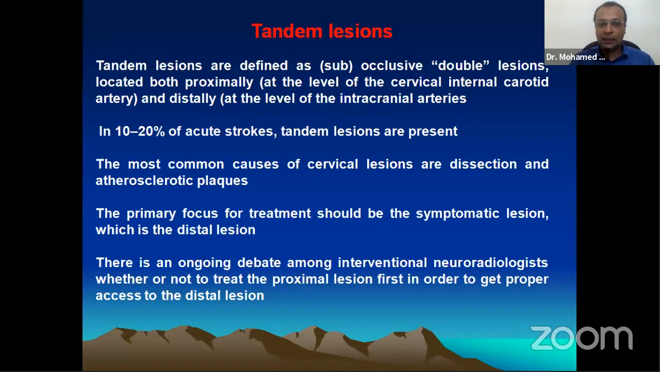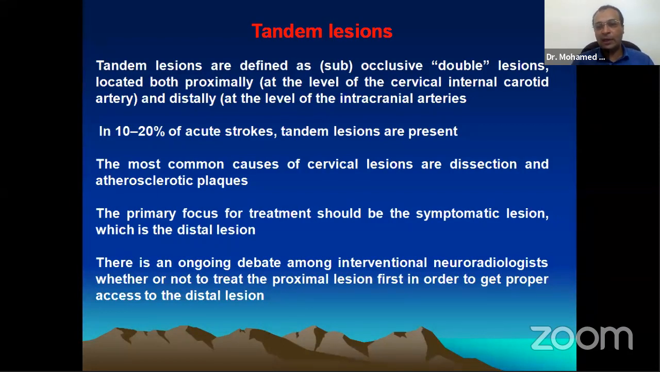The definition of tandem lesions, as most of us know, is a combined proximal internal carotid and distal pathology in the middle cerebral artery. About 10% of stroke presentations are tandem. The pathology differs between atherosclerotic plaque versus dissection. In all cases, the primary focus should be treatment of the symptomatic lesion, the distal lesion, to open the middle cerebral artery, because time is brain.